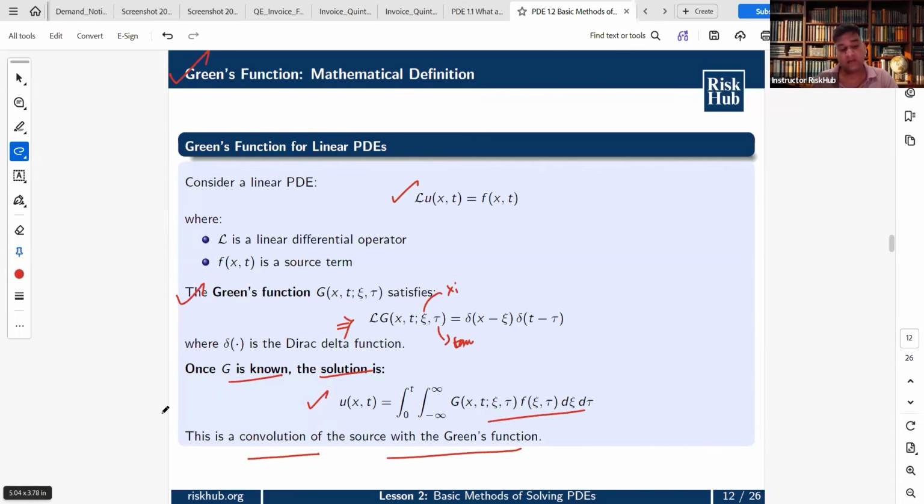Where, if you look at this, in this equation where we applied the operator, we said delta. This one is the Dirac delta function. So remember that. Again, it's a complex equation. Please understand this.